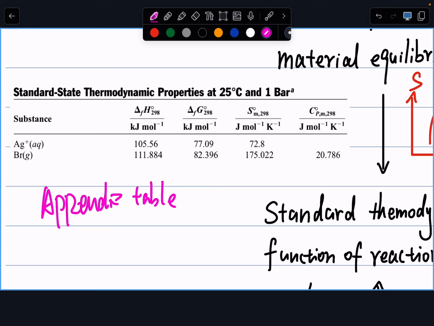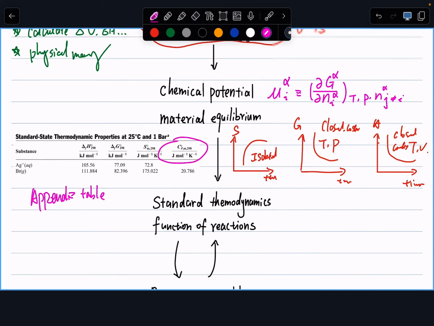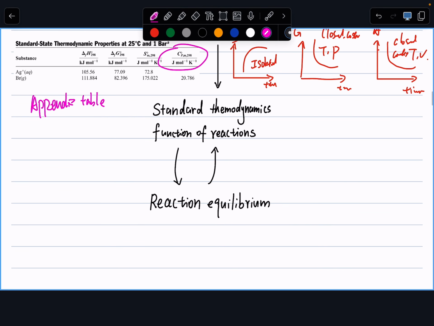In here, we also have the Cp naught term, which tells you how to use that term to help you find out the temperature dependence of enthalpy. Right, so for the thermodynamic table, know where they come from, know how to use it. And then at our last chapter, which is chapter 6, we started our discussion of reaction equilibrium.